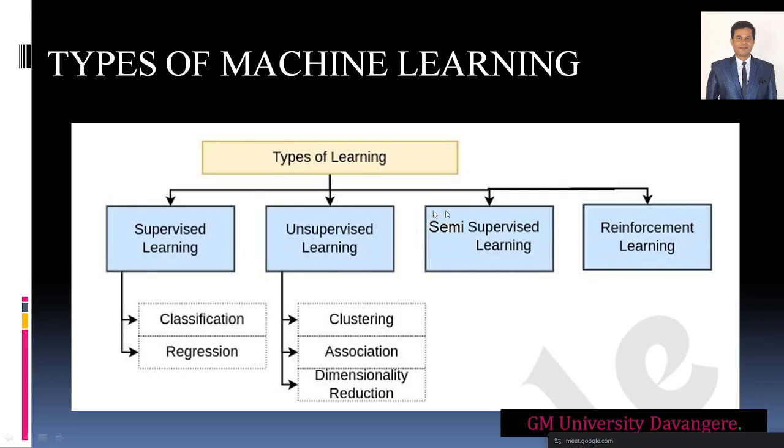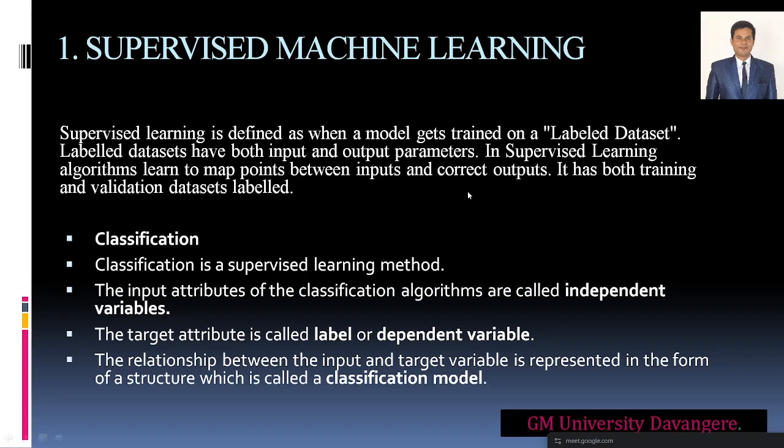Okay. So semi-supervised learning is a hybrid of these two, supervised and unsupervised learning, right? Supervised learning is defined as when the model gets trained on labeled data. So you have to train the data: this is the actual data I'm giving to you. If you ask within the data, it will try to give. If you ask beyond that, it will not give. That is called supervised learning.